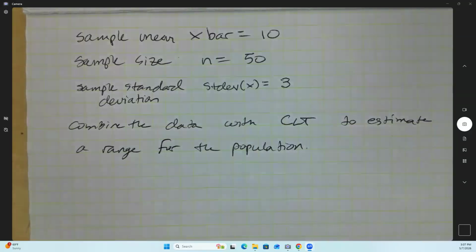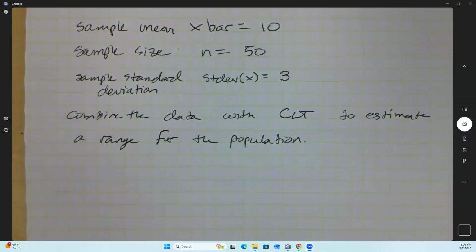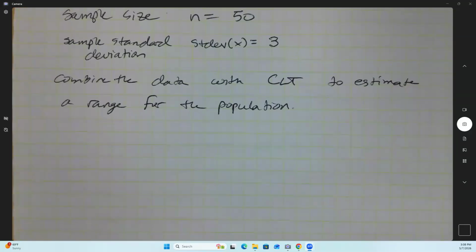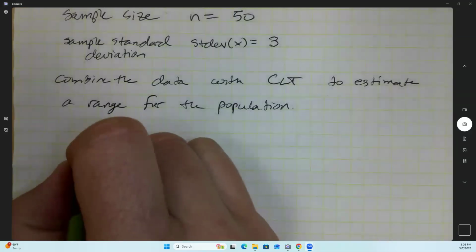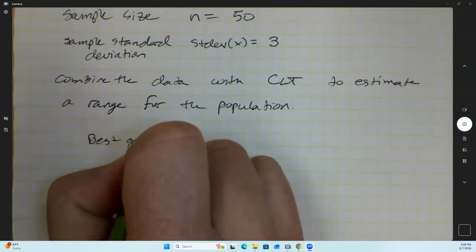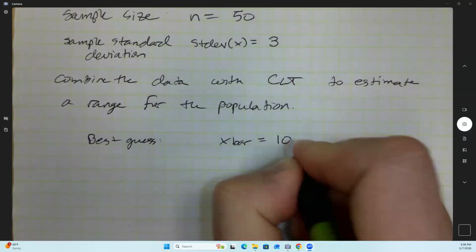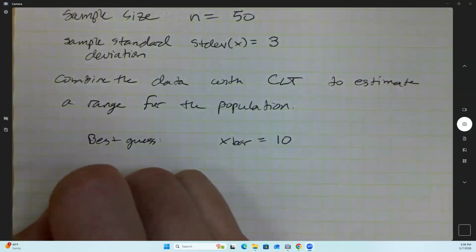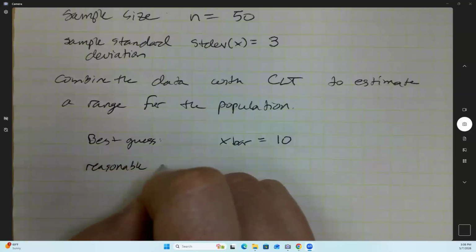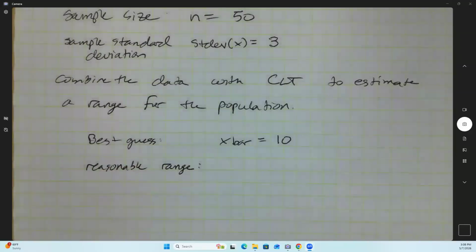Statistics is a mathematical science, and so here we're using the mathematical part of the central limit theorem to help us. Our best guess is a sample mean, X bar, 10. If we're thinking in terms of standard deviations, how many standard deviations away from our mean do you think is reasonable?